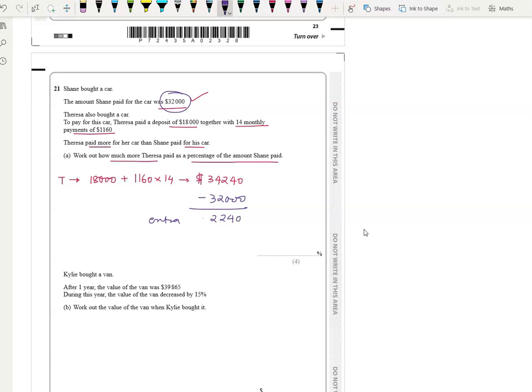This many dollars are the extra amount that Teresa paid. Now the question is, how much more Teresa paid, the extra amount, you want it as a percentage of the amount Shane paid. So the extra amount that Teresa paid is 2240. You want to find it as a percentage of the amount paid by Shane, that is 32,000. So you want to find 2240 as a percentage of 32,000. So just times by 100, you will get your percentage.